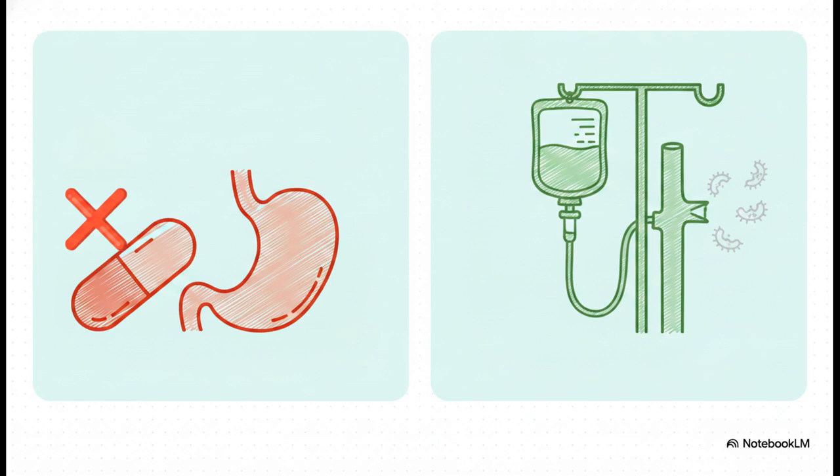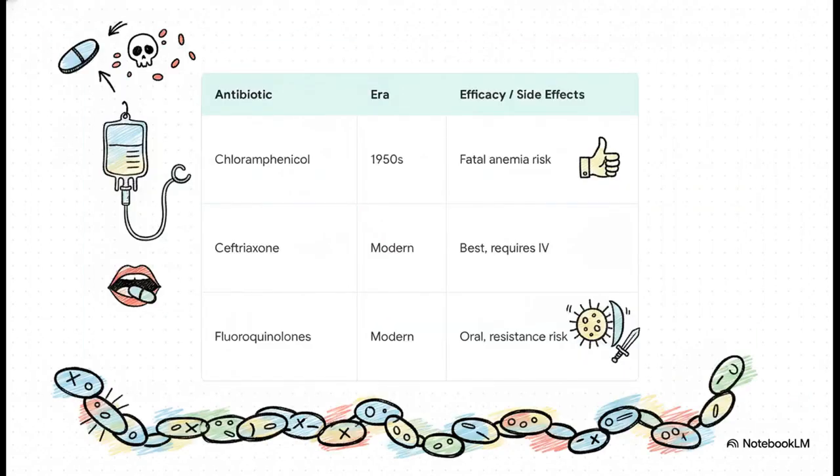Typhoid, on the other hand, is a systemic blood infection. For typhoid, intravenous antibiotics, specifically things like third-generation cephalosporins, are highly effective and literally essential for survival. Now, looking at this history, these treatments have been a bit of a double-edged sword. Back in the early 1950s, chloramphenicol was our first real weapon, but it carried this rare, terrifying risk of causing fatal aplastic anemia by shutting down the patient's bone marrow. Today, we rely heavily on modern drugs like ceftriaxone. It's incredible, but it does require an IV. In areas where IVs just aren't an option, oral fluoroquinolones are used.